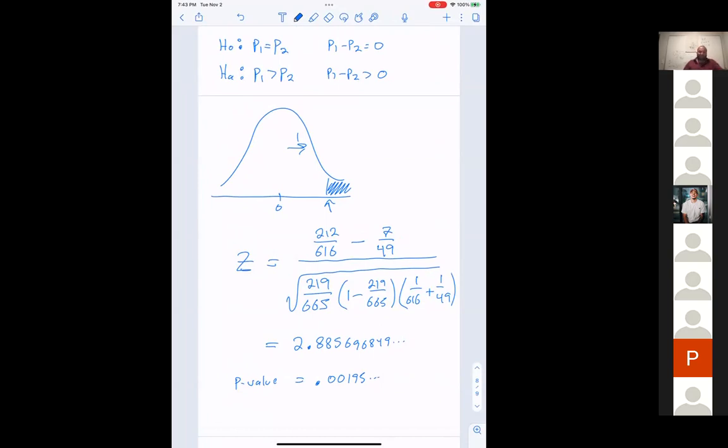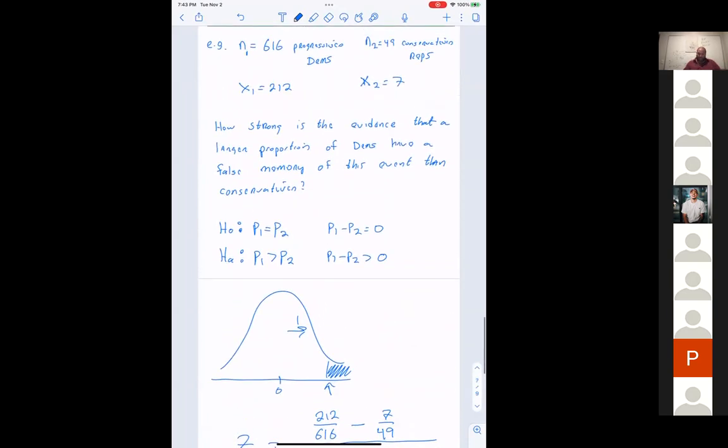And therefore, in this context, what can I conclude? Or what should I conclude? That there is a bias when it comes to memories. Yes, apparently that a larger proportion of Democrats have a false memory of this event than conservatives.